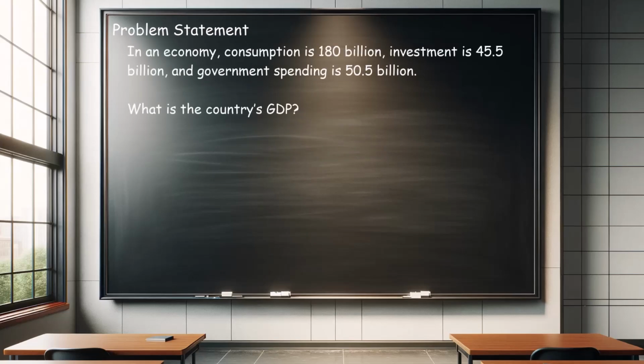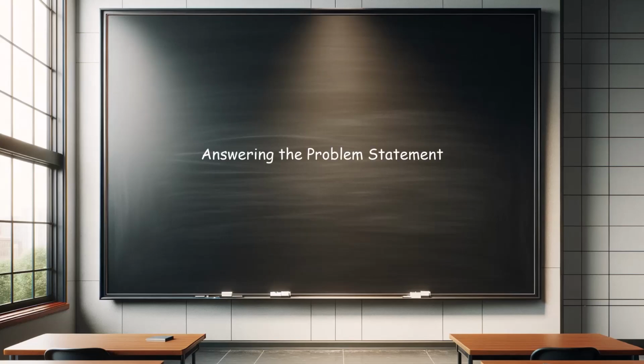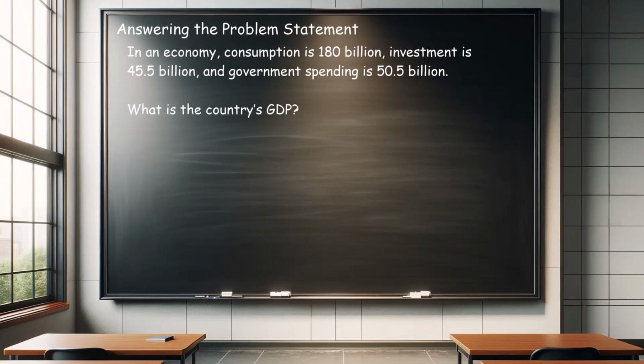In an economy, consumption is 180 billion, investment is 45.5 billion, and government spending is 50.5 billion. What is the country's GDP? Let's use the steps from the previous section to answer the problem statement. First, write the expression for GDP: Y equals consumption C plus investment I plus government spending G.